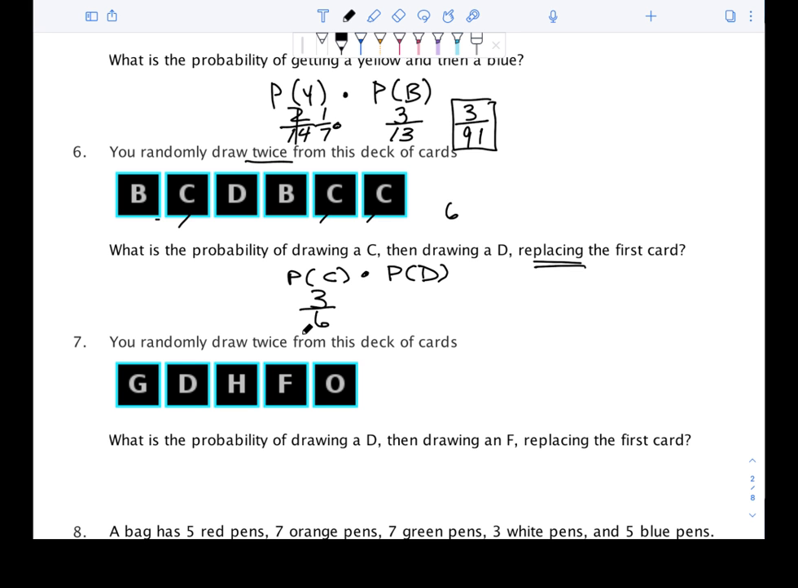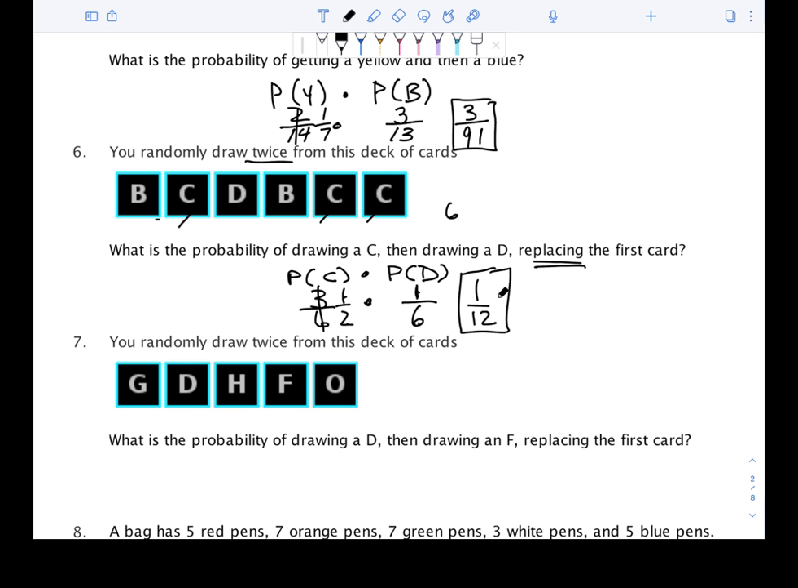But we put it back. So we drew it out, but we put it back. So we don't need to cross it out. So that means for the next draw, when we're looking for that D, there's still 6 cards in there. And there's only one possibility of a D. Okay, I can reduce this. This is 1/2. 1 times 1 is 1. 2 times 6 is 12. So that's actually a pretty good possibility. 1 out of every 12 times. That's pretty good, compared to 3 out of every 91 times on the previous scenario.